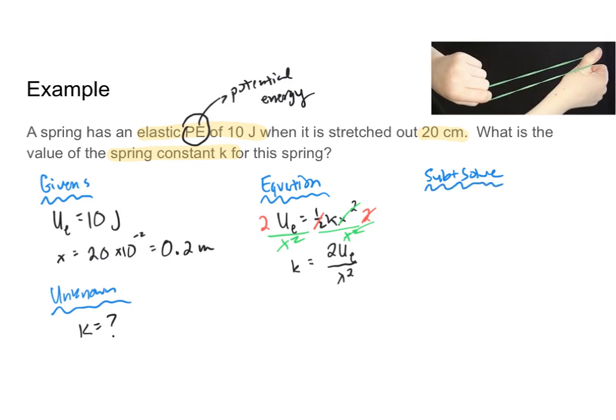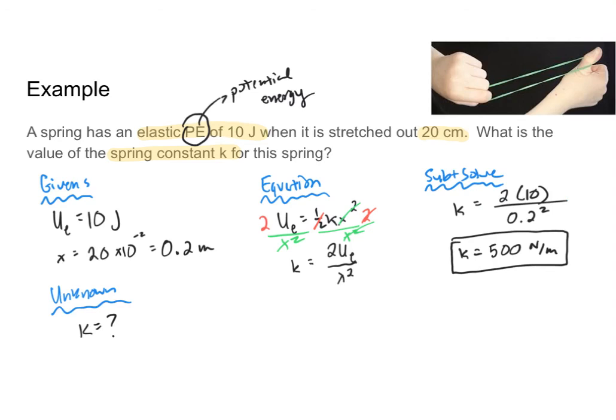So I know that K is equal to 2UE over x squared, or K is equal to 2 times 10 over 0.2 squared. And when I stick all that in my calculator, what I'll find is that K is equal to 500 newtons per meter. And there you have it, folks. Here is a third energy example problem. And again, in this one, we were using energy to solve for something else, which is something that you will very much be asked to do in this unit.